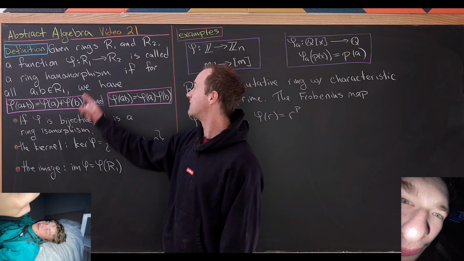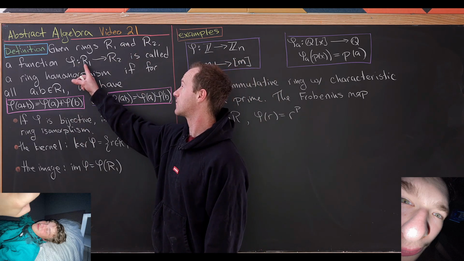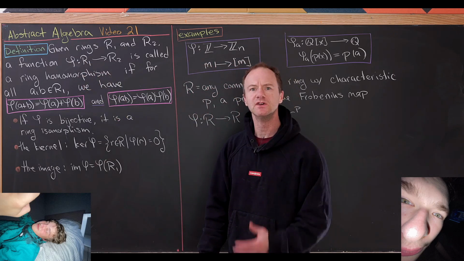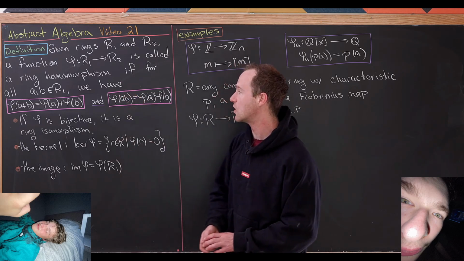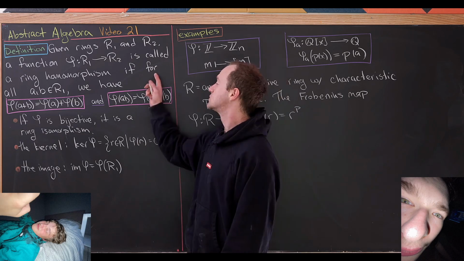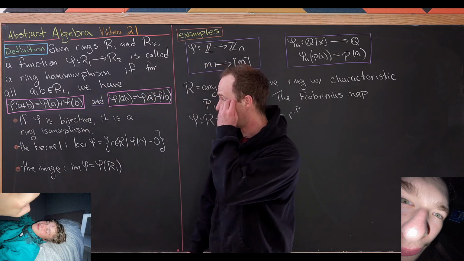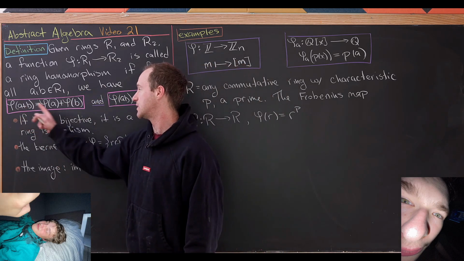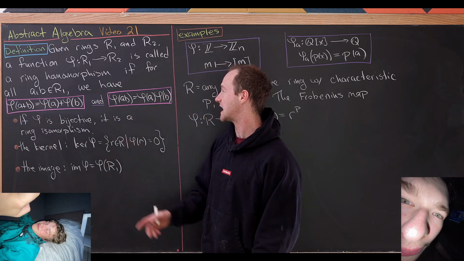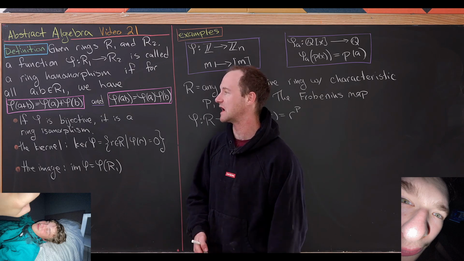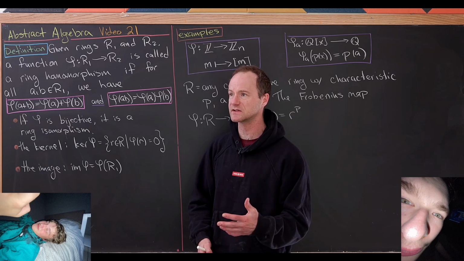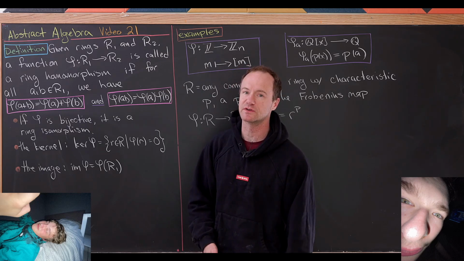So let's say we've got rings R1 and R2. And then we have a function phi from the ring R1 to the ring R2. We call this function a ring homomorphism if it satisfies two conditions. For all a and b in R1, phi of a plus b is equal to phi of a plus phi of b. And phi of a times b is phi of a times phi of b.